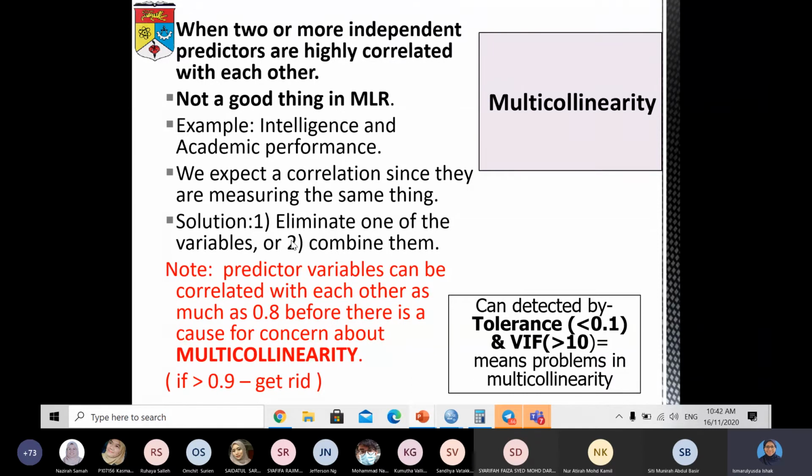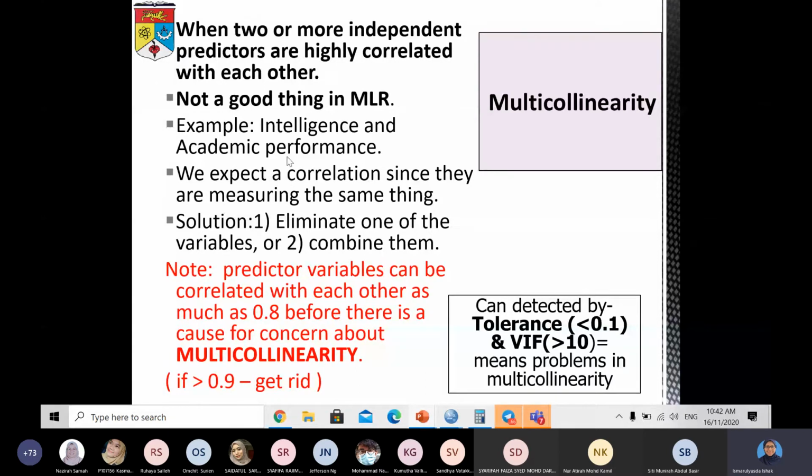Okay, another example: intelligence and academic performance, maybe to predict quality of life of the children. When you do the multicollinearity check, intelligence and academic performance show very high correlation, 0.9 and above. So you have to choose either one. You want to choose IQ or you want to choose academic performance.